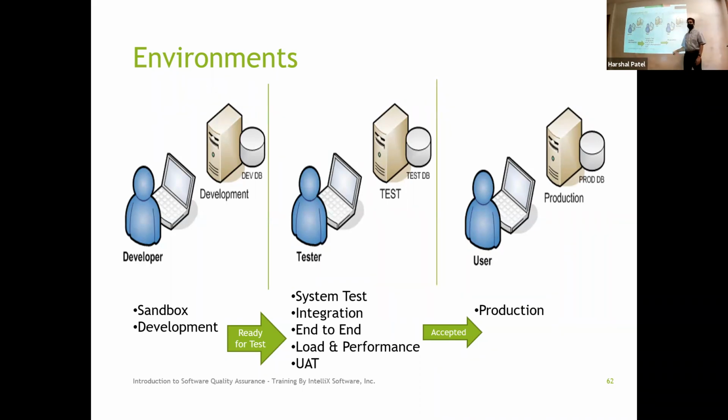Okay. So typically in the software world, the progression happens from left to right. Developers have their own environment, known as either a sandbox or development environment, which is somewhat unstable from the functionality point of view because they're constantly changing and adding new things.